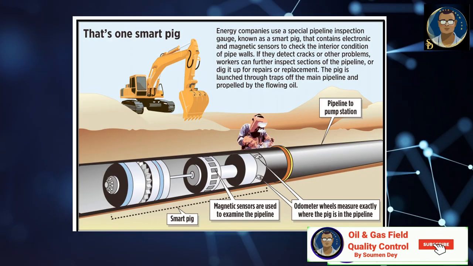Some new smart pigs have GPS capabilities also that can assist in mapping a pipeline. This helps maintenance teams to save time and money by pinpointing exactly where the pipeline is, instead of having to excavate a large area to reach a specific location in the line.